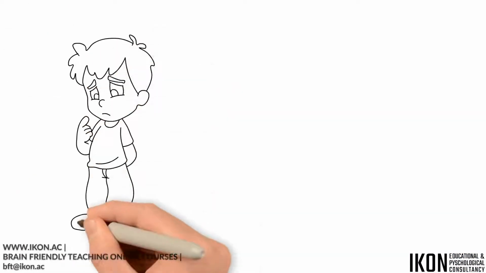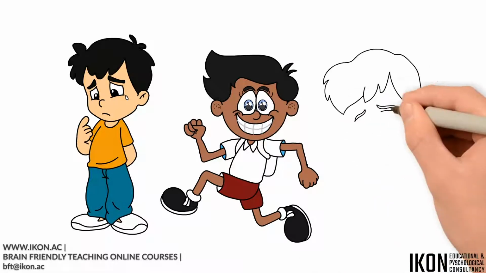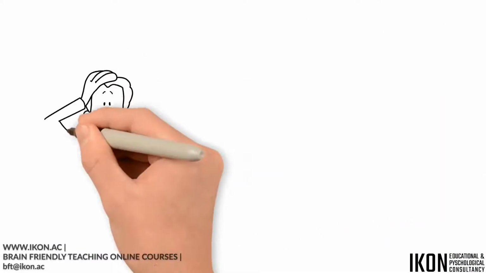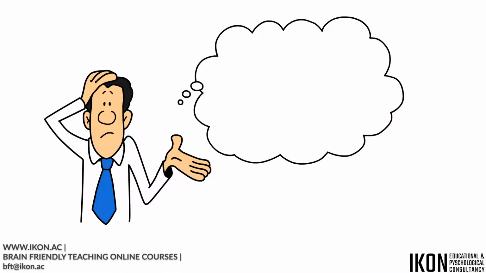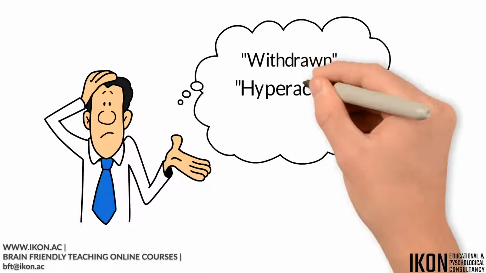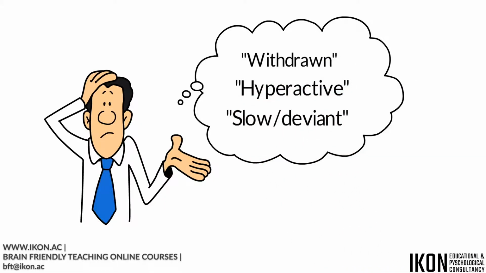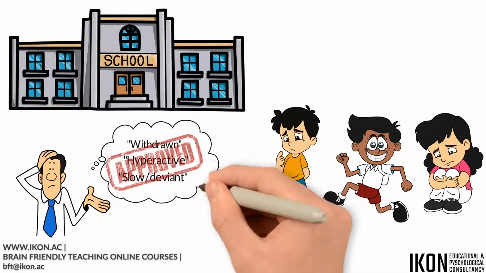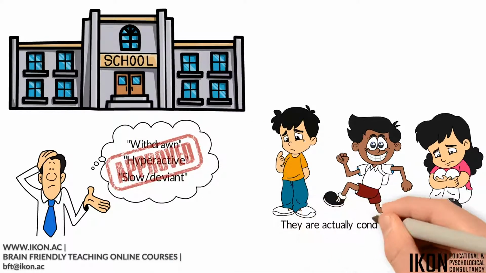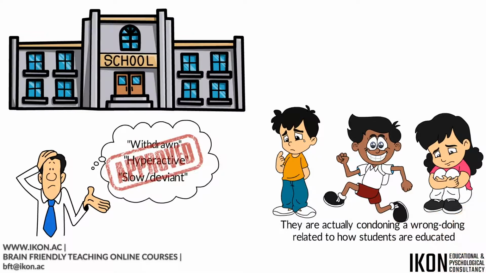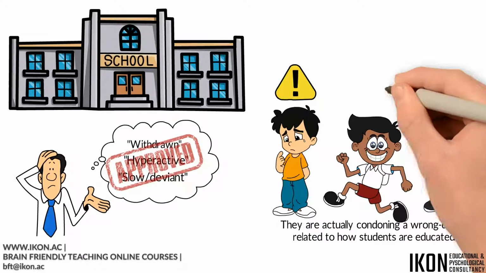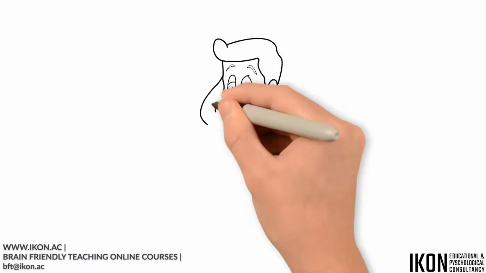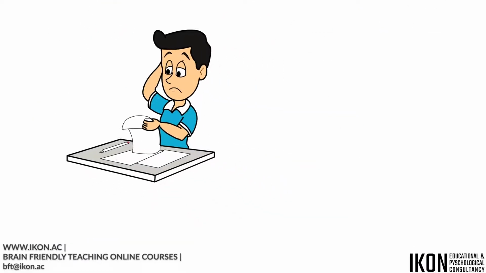Differences in the social-emotional experiences or behaviors of students, compared to the norm, can be seen as a possible warning sign. Hence, some teachers are quick to refer to students with such labels as extremely withdrawn, hyperactive, slow, or deviant. However, when schools resort to such a referral system and permit the mindset that goes with it, they are actually condoning a wrongdoing related to how students are educated, especially in the case of the so-called at-risk learners. This approach places the blame for academic failure solely on the students.